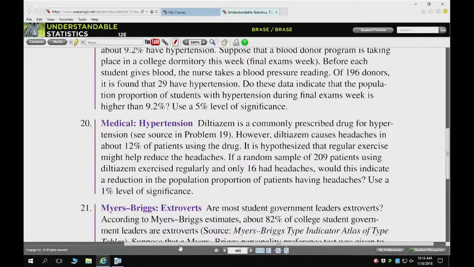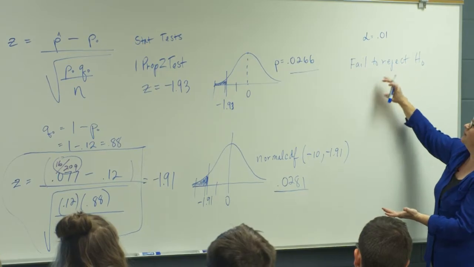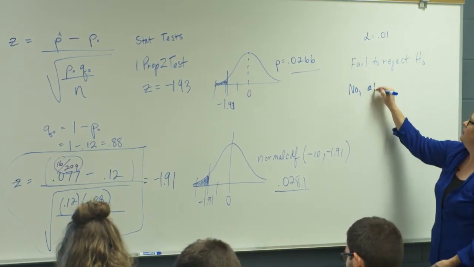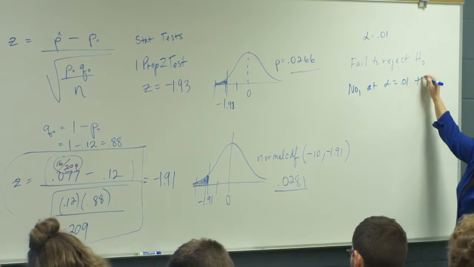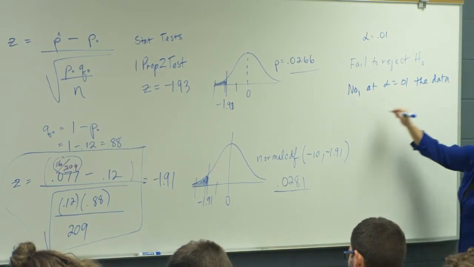Okay, so back here. Would this indicate a reduction in the population proportion of patients having headaches? So do you want to start with a yes or a no on that? Are we able to show it's less? No, because we weren't able to reject the null. The null is the one that said it was equal. The only way we're going to be able to say the alternative's true is if we reject that, and we didn't. So we'll have to say no at alpha equal 0.1. The data does not show.